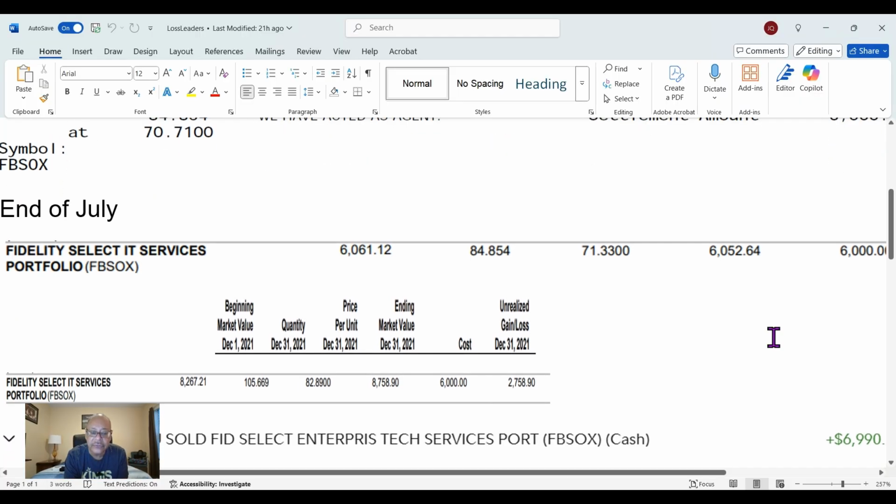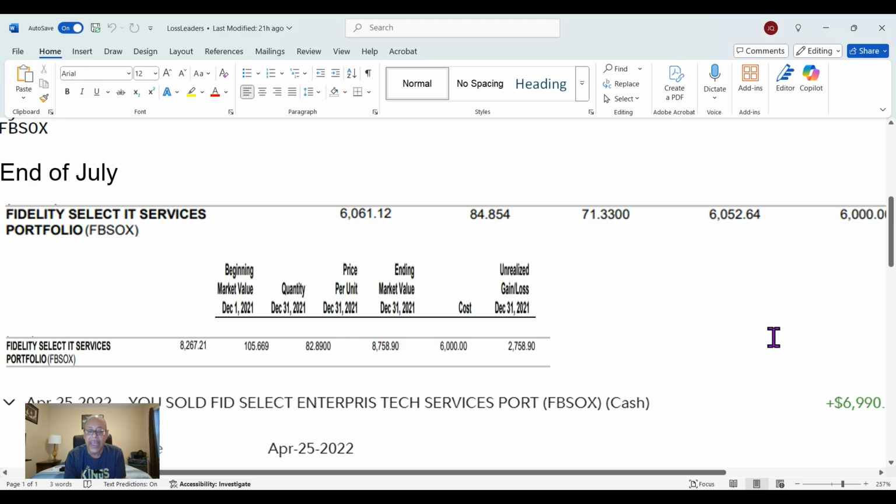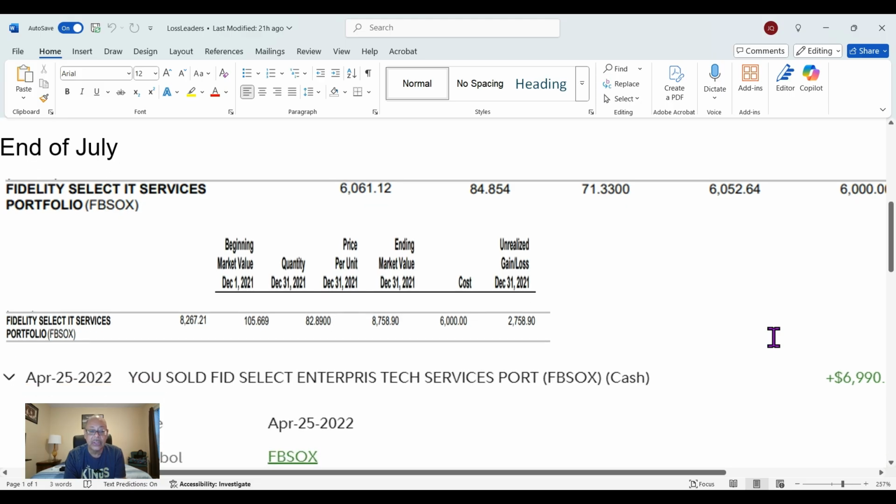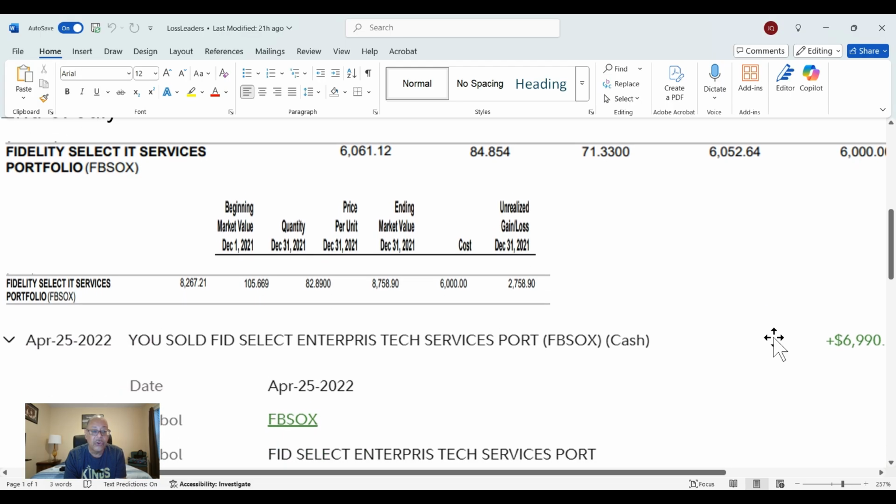So if I have an investment and I'm wondering what went wrong, I'll go back and pull all that paperwork and look at it. So this is the heyday of it. Now, fast forward into the future to December 1st, 2021. You can see that I got 8,267 as the value of the account. The quantity of shares is now 105.